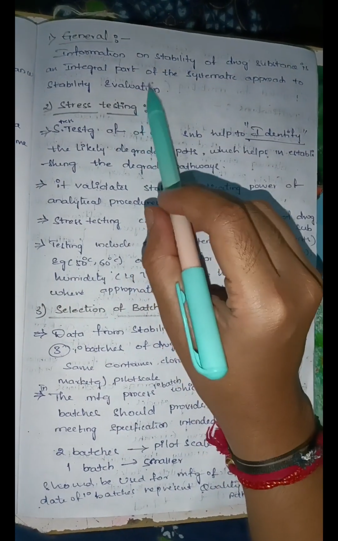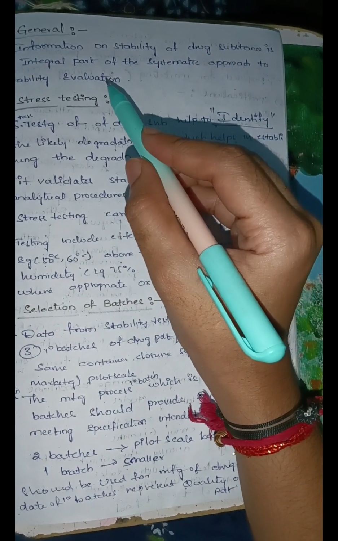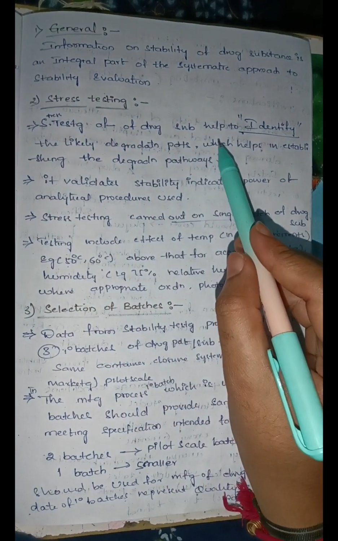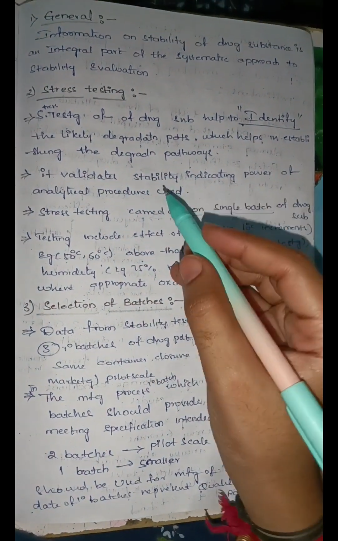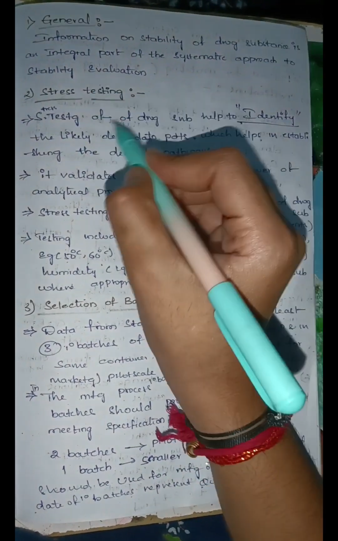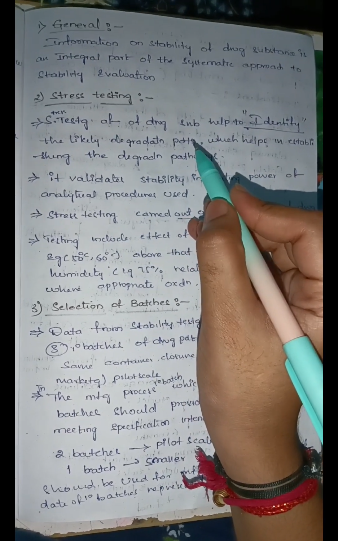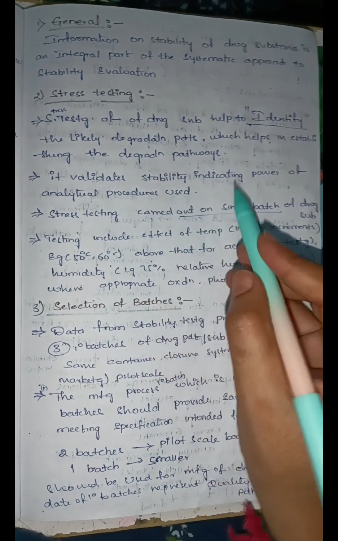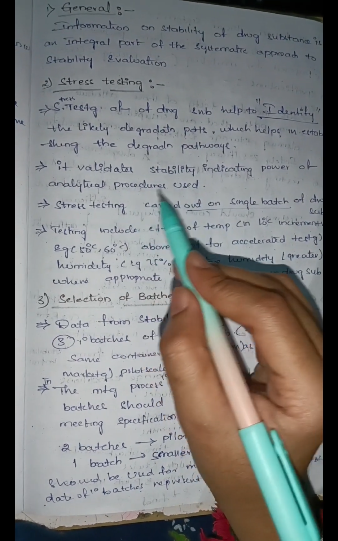General testing. Here, information on the stability of the drug substance plays an important role in the evaluation of stability studies. And the next one is stress testing. Here, stress testing of drug substance mainly helps to identify degradation products. When degradation products are present in the drug substance or drug products, by performing stress testing we can identify them. Stress testing is also used to validate the stability indicating power of the analytical procedures used. It is mainly done by using analytical procedures.